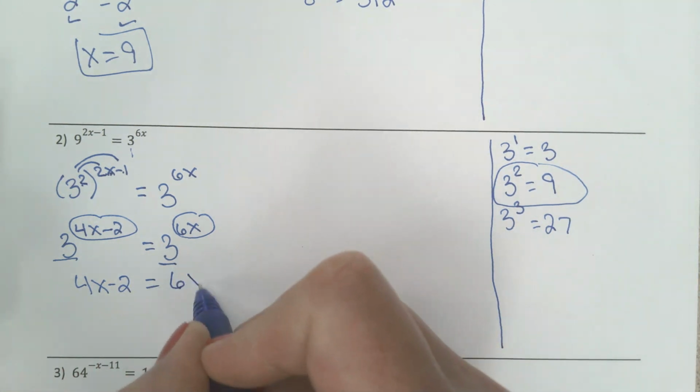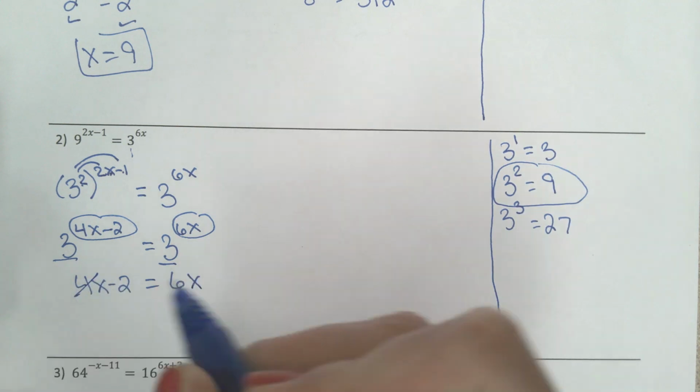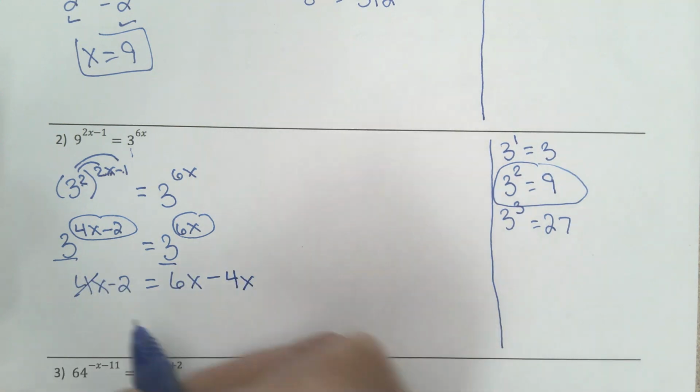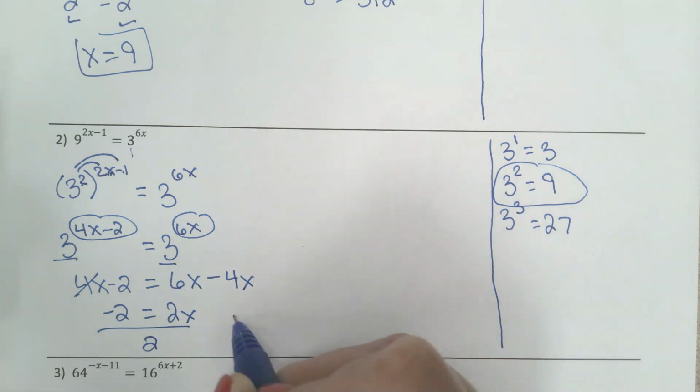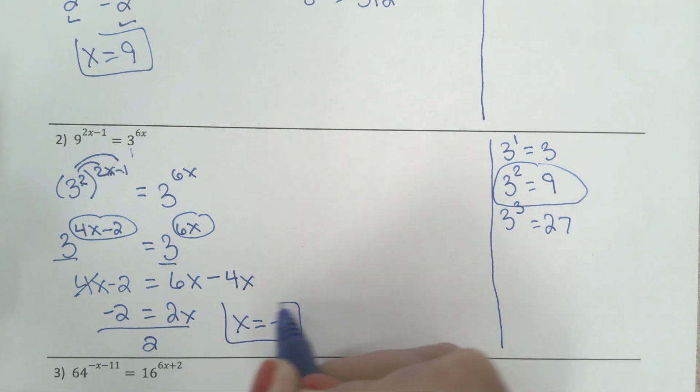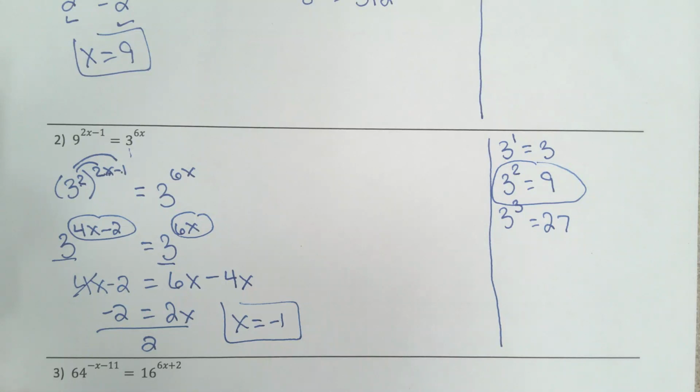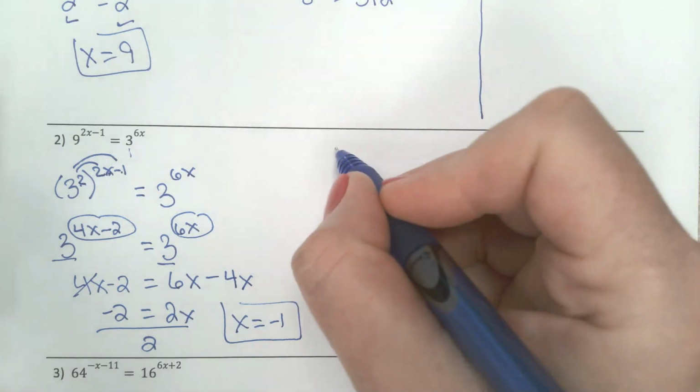That's an x, my bad. And so from here, I'm just going to do algebra. -2 equals 2x, divided by 2, and x equals -1.